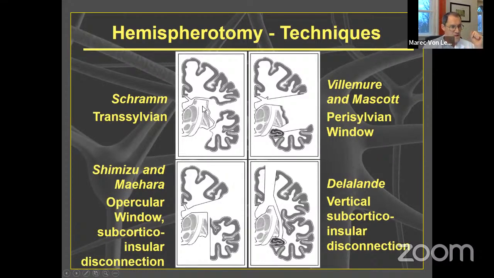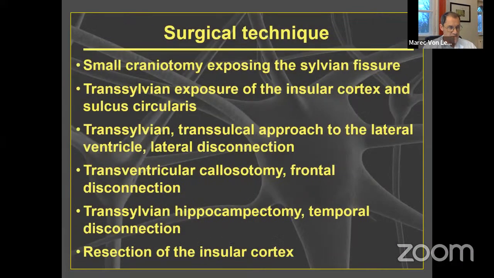So transsylvian approach with some kind of resections is typical for the transsylvian hemispherotomy. I will talk mainly about the Schramm technique. Professor Schramm trained me in my time in Bonn, so I learned most of my skills from him. Just one slide with the different steps in short, and we will go through these steps in more detail later. So we have a small craniotomy for the exposure of the Sylvian fissure.